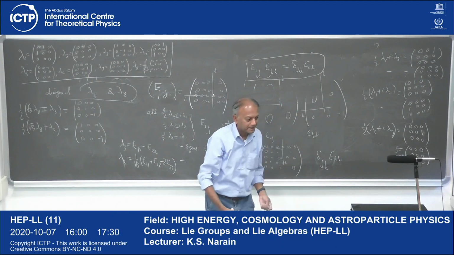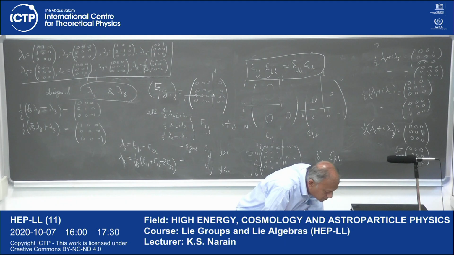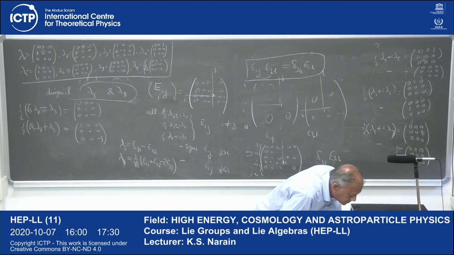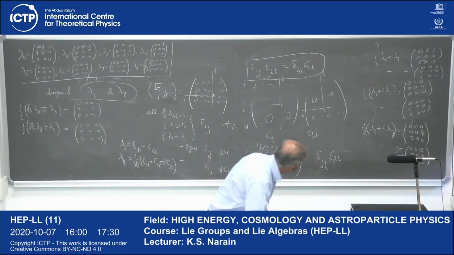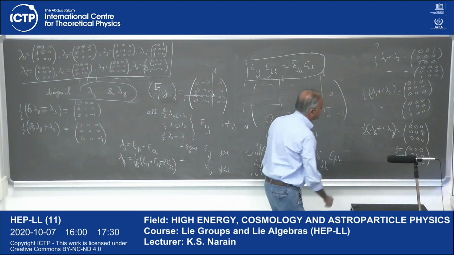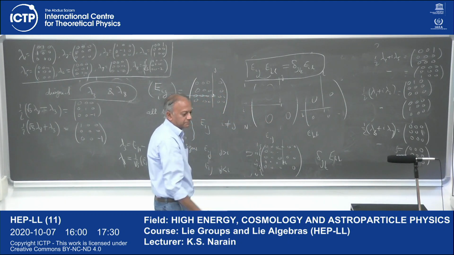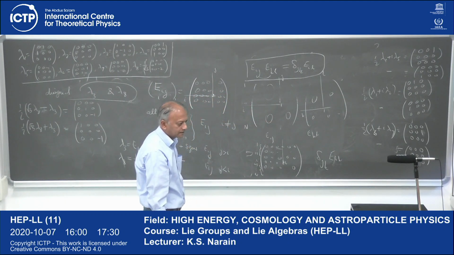Professor, I have a question. Yeah. Here in step 2, when we take the combination of the other 6 generators, in this combination we don't see lambda 6. Sorry, this is lambda 6. Okay. So half lambda 6 plus or minus i lambda 7.